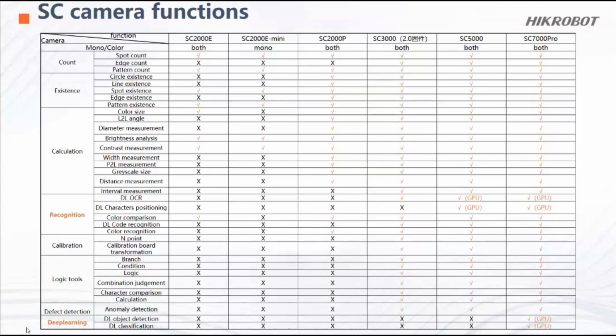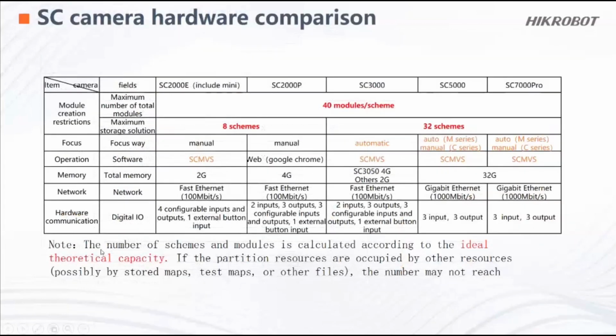For the last one, I know some of you may be interested in our internal memory. We also added the internal memory of the smart camera here. The smart camera 5000 and smart camera 7000 Pro allow 32 GB of memory. It is very large.